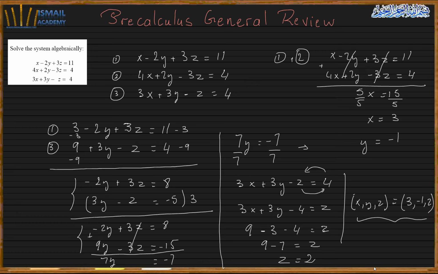This will be my answer for that system of equations. To check, just plug those into any equation and you're going to get the answer. So if I plug this into the first one, I got 3 minus minus 2, so it's going to be plus 2, plus 2 plus 6. 3 plus 2 is 5, plus 6 is 11, and as you see, you got 11 here.